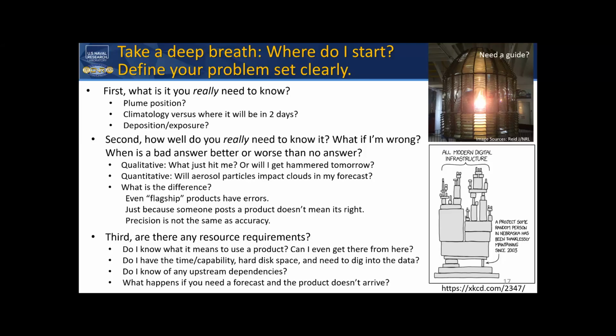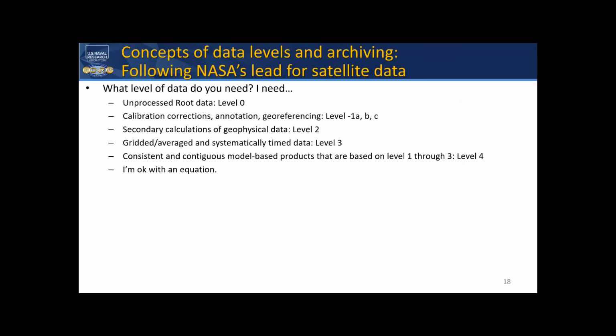And any nerd loves XKCD comics. And this one works its way around NRL all the time. Again, it's like some project a random guy in Nebraska has been thanklessly maintaining since 2003, and then he decides to take a vacation one day, and all of your other infrastructure comes down. That does happen. And what does it mean if you have a forecast or a product that doesn't arrive on time?